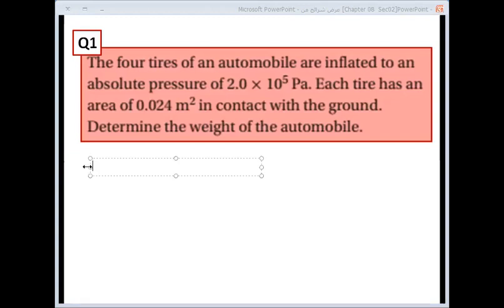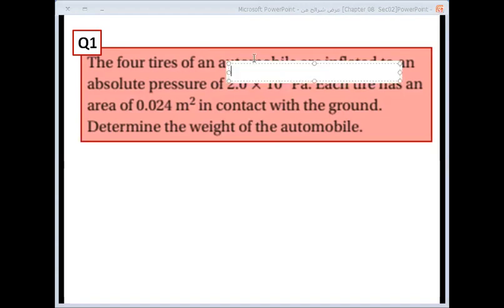Four types of automobile are inflated to an absolute temperature of 2 times 10 to the power of 5 Pascal. So what's the given here? The Pascals is 2.0 multiplied with... what? What's the given? What equals 2.10 times 10 to the power of 5? Is it the area? Is it the pressure?